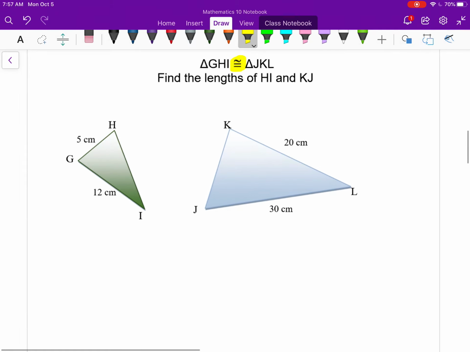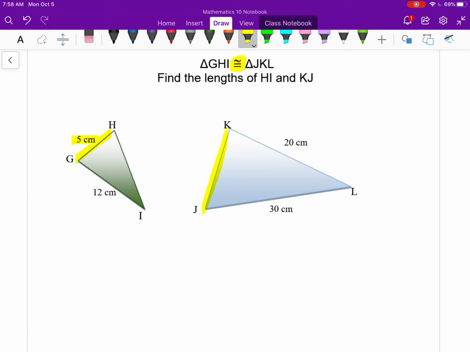Now in this case, the hardest part is probably figuring out which sides are corresponding to one another. So for example, let's look at this side right here that's 5 centimeters, GH. Which side corresponds to that? Well, the way I would look at it is GH is clearly the shortest side, so it must correspond to the shortest side in this larger triangle. So GH must correspond to KJ, which notice we don't know the length of.